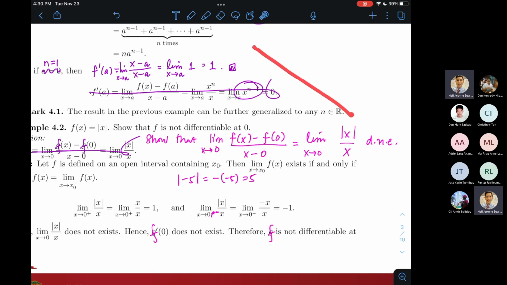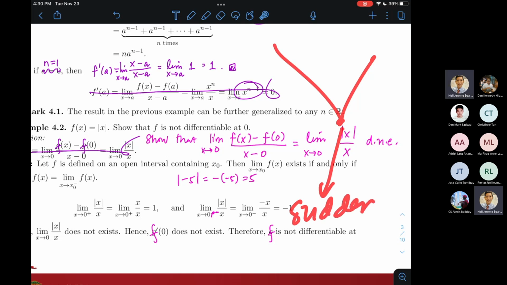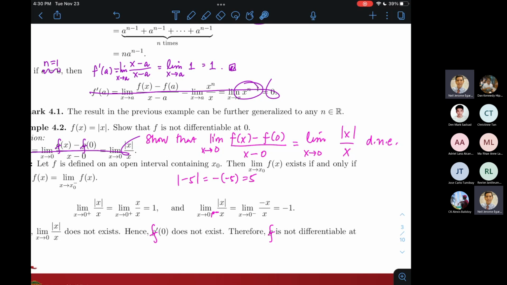Halimbawa, yung function nyo ay ganito. So yung absolute value. So example siya, meron siyang corner or meron siyang sudden turn. Okay? Doon sa vertex. So hindi rin siya differentiable doon. So bawal yung may corner, bawal yung may cusps. Other term for corners ay sudden turns. Okay? Ano pa yung isa? Actually, ito yung pinakamadali.